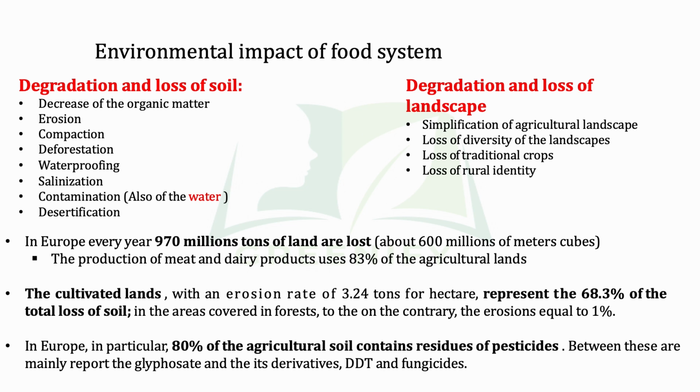Furthermore, cultivated land is subject to an erosion rate of 3.24 tons per hectare, approximately 78.3% of total soil loss, unlike forested areas where less than 1% of erosion occurs. Furthermore, 8% of agricultural soils in Europe contain pesticides, primarily glyphosate and derivatives, DDT, and fungicide, with consequent negative impacts on the environment and human health.